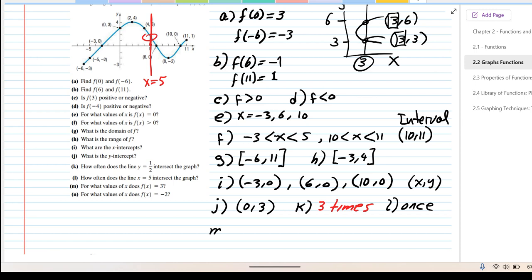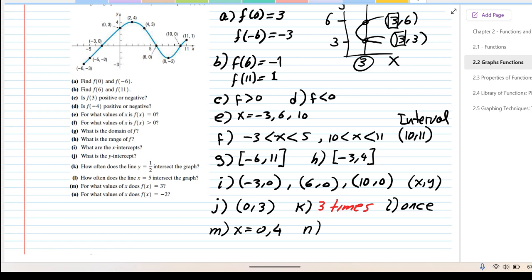Let's do M. In part M, for what values of x does f of x equal 3? F of x means y. So for what x is y equal to 3? You go to y equals 3 here and y equals 3 here. Those are the 2 places. It says for what values of x, so the values are 0 and 4. At both of those, y would be 3.